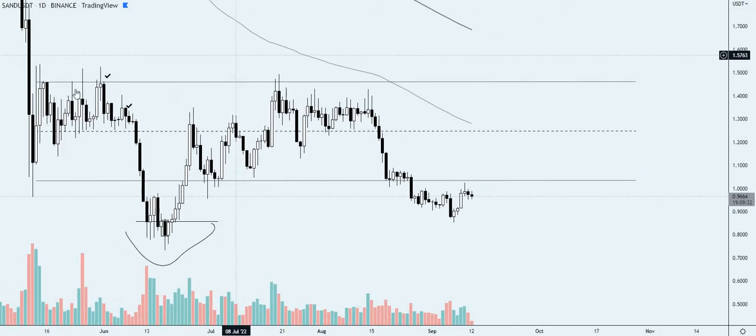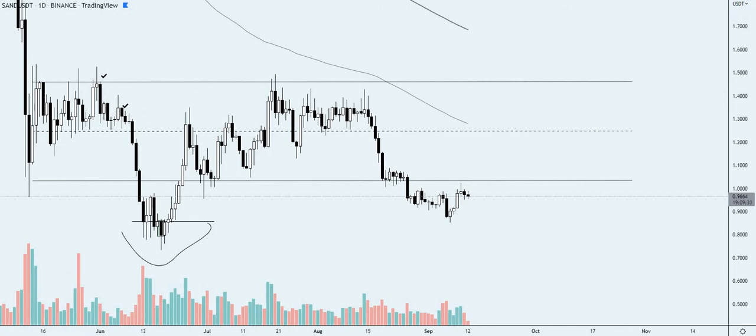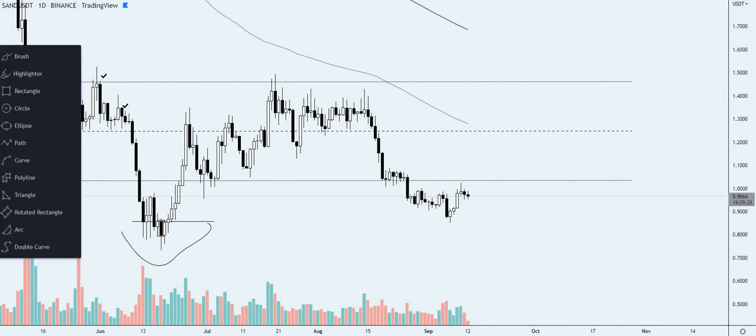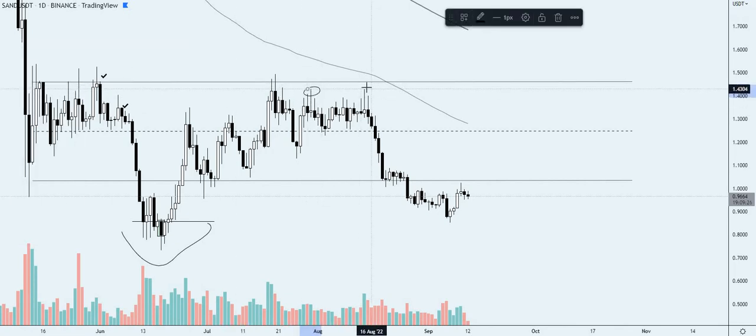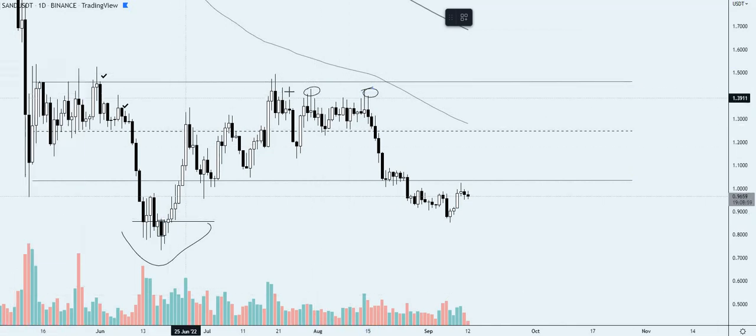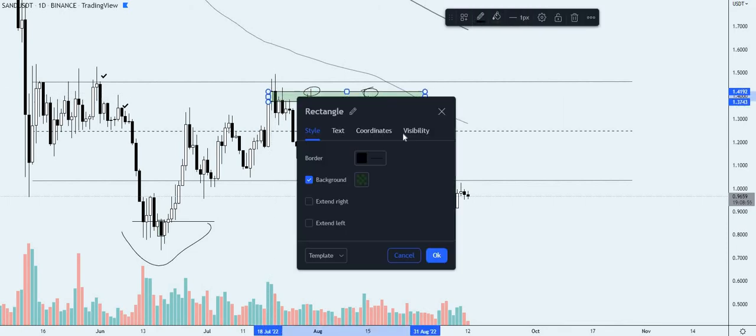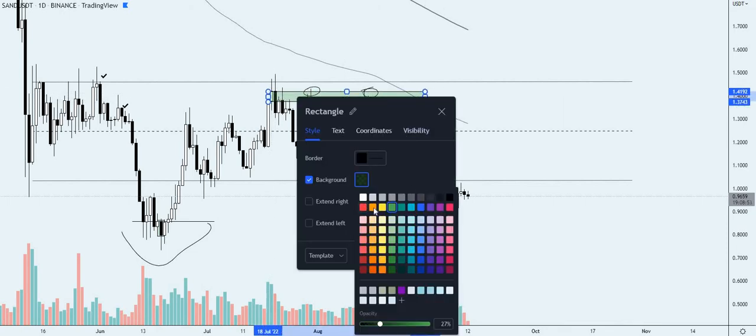And then we've got these SFPs right here. Okay, so right here we've got a swing failure pattern. It couldn't break these highs and continue the bullish momentum, continue the trend. It broke down, and there's clearly resistance here. There's also our bearish order block right here, which we'll just draw out and make red.